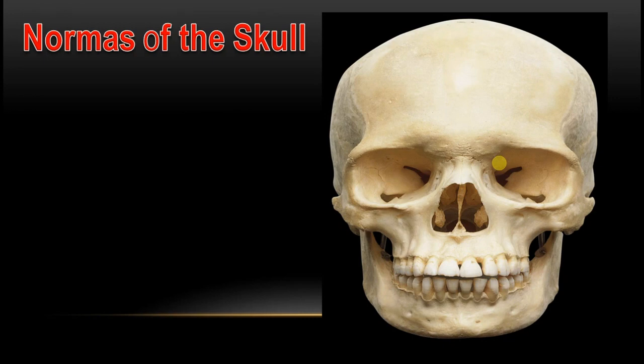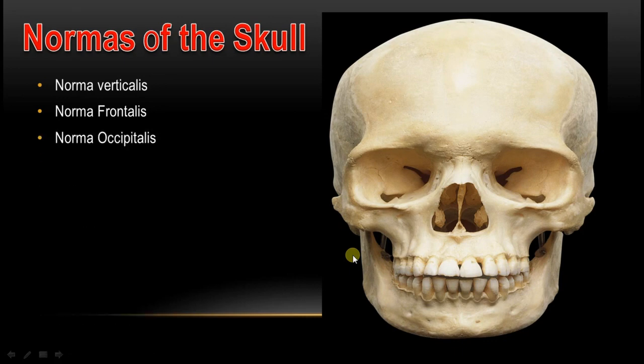The skull can be studied in the form of normas. Normas of the skull means views. So the skull can be studied under 5 views. Norma verticalis, when you look at the skull from above, the superior view. Norma frontalis is the anterior view, or front view. Norma occipitalis is the posterior view. Norma lateralis is the side view, and then norma basalis, or the inferior view of the skull.